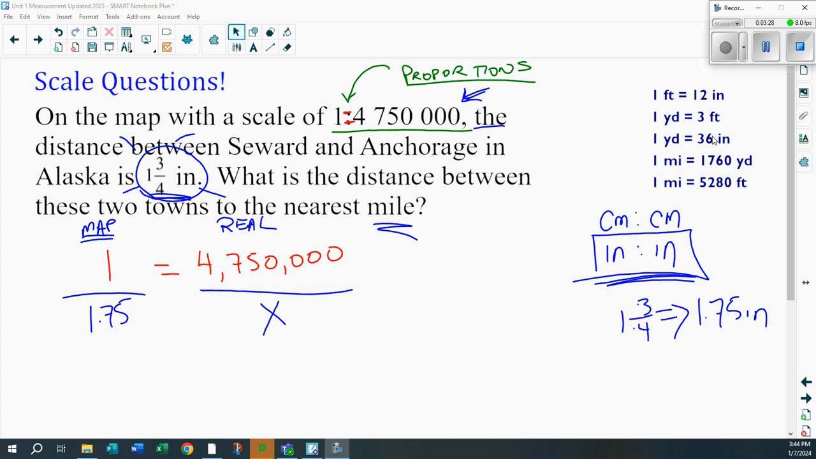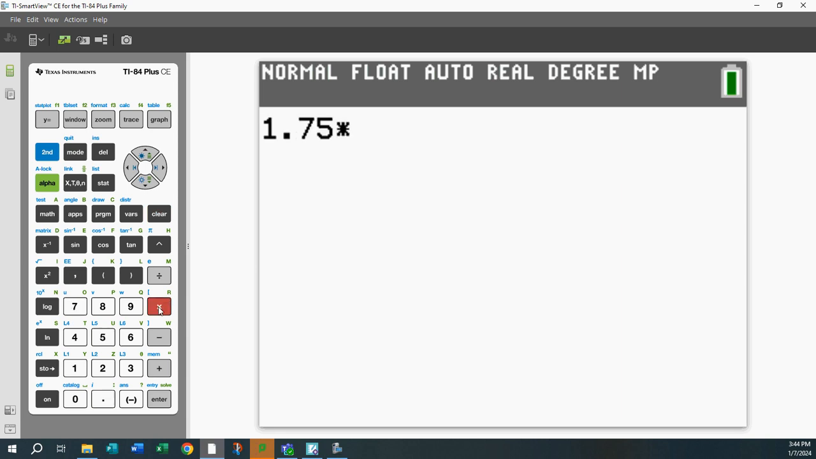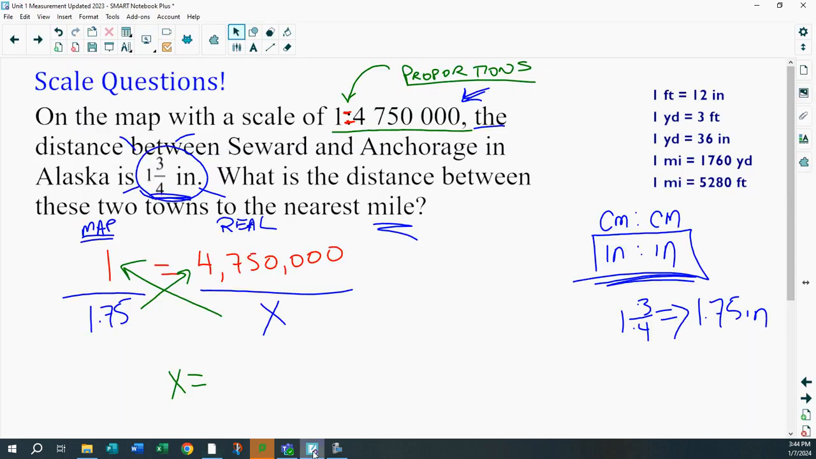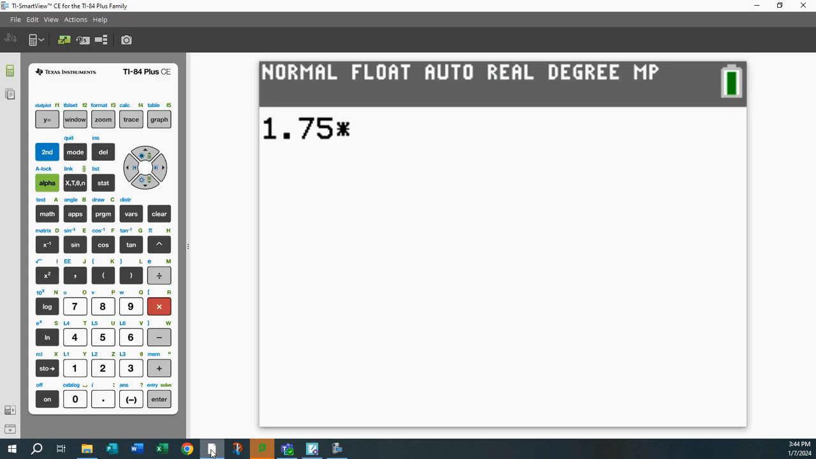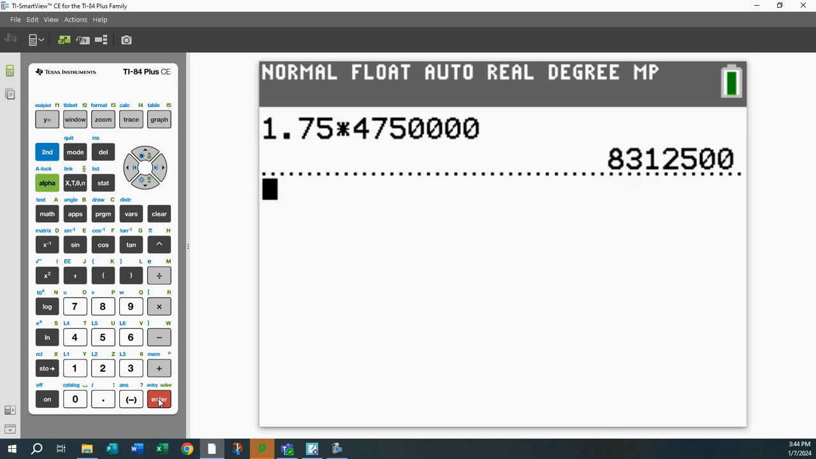Guess what? I just set up a cross multiply. Check this out. Hardest cross multiply in the world. 1 times x. Not sure. I think that's just x, right? 1 times x is just x. And then cross multiply this. You got 1.75. So let's start putting this in the calculator because these are big numbers. 1.75 times, okay? Go back to here and tell me what it is. Oh, 4,750,000, okay? 4,750,000. Got it? Look what you got. You got 8,312,500.